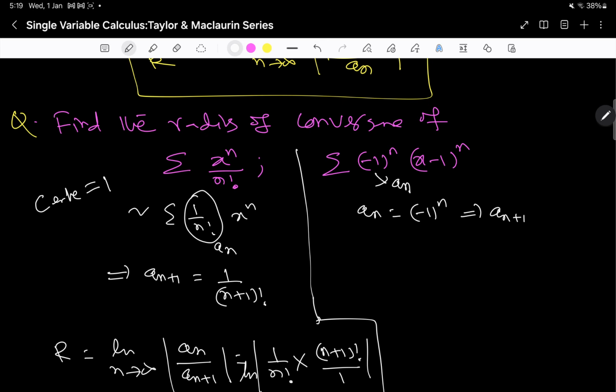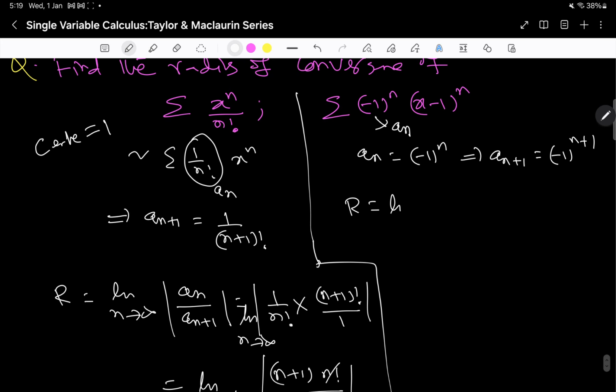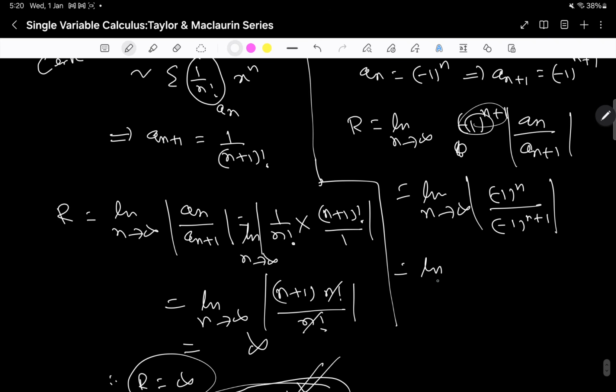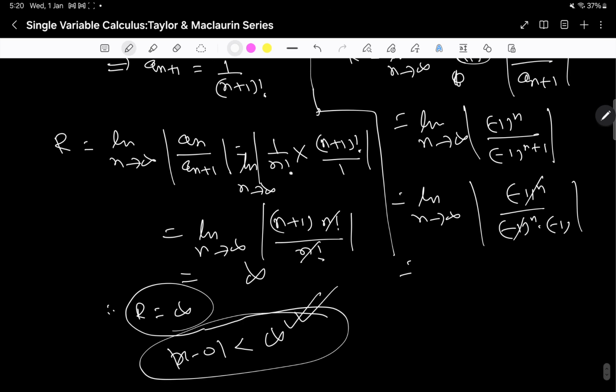So this implies an plus 1 is (minus 1) to the power n plus 1. Now what is r here? r is equal to limit n tends to infinity of |an by an plus 1|. So this is equal to limit n tends to infinity of |(minus 1) to the power n by (minus 1) to the power n plus 1|. Okay. So this is equal to limit n tends to infinity of |(minus 1) to the power n by (minus 1) to the power n into minus 1|. So this is cancelled. So now it is 1 by |minus 1|. Okay. So this is 1.